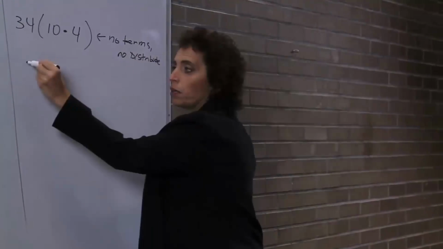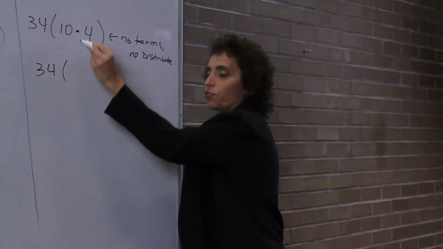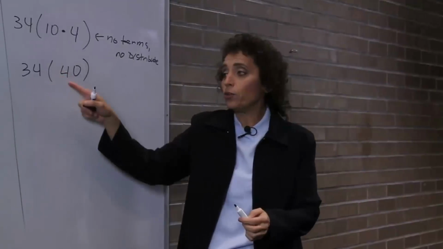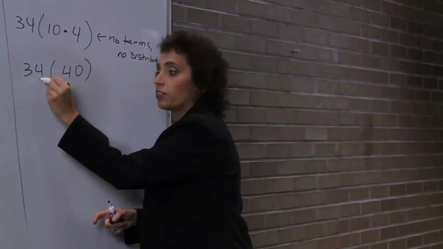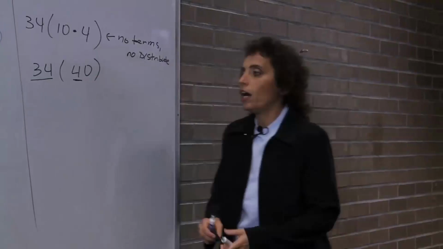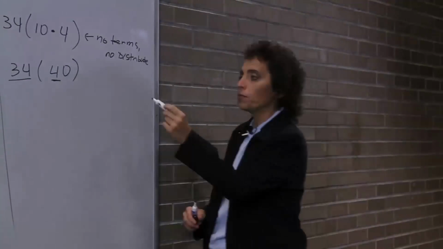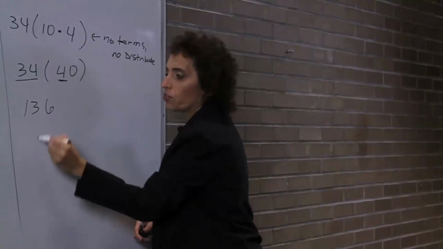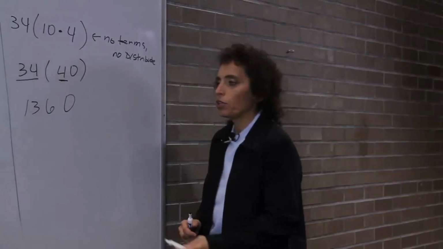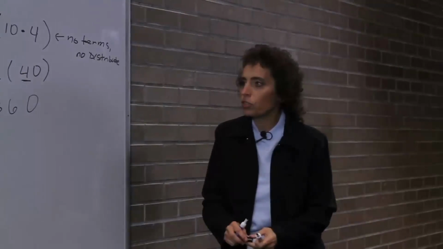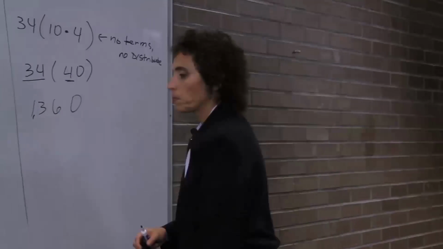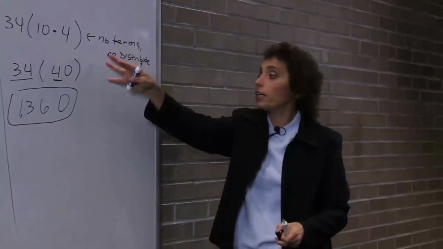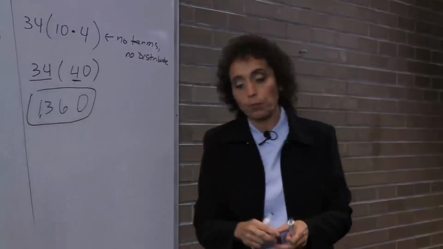Now, how do I do this problem? I would just have to do parentheses first. 10 times 4 is 40. So now I have 34 times 40. Well, now I can do this problem because I have a power of 10. It's not too bad. Okay, so I do 34 times 4. 34 times 4 is 136. And now with that 0 is 1,360. So that's the answer to that problem. The whole thing I needed you to understand is that there's no distributing here because there are no terms. So that's the important part about that problem.